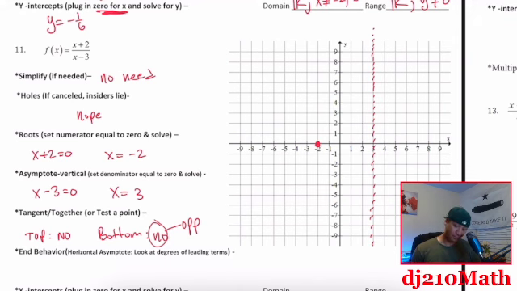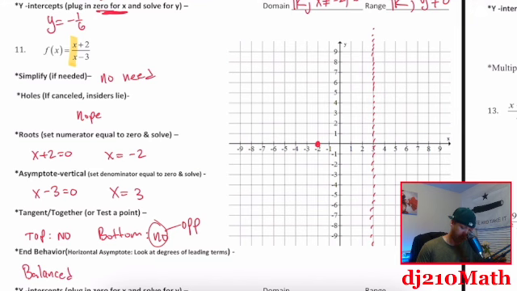All right, in behavior, we need to look at the degree in the numerator versus the degree in the denominator. And here we see x to the 1, x to the 1. So they're equal. They're balanced.